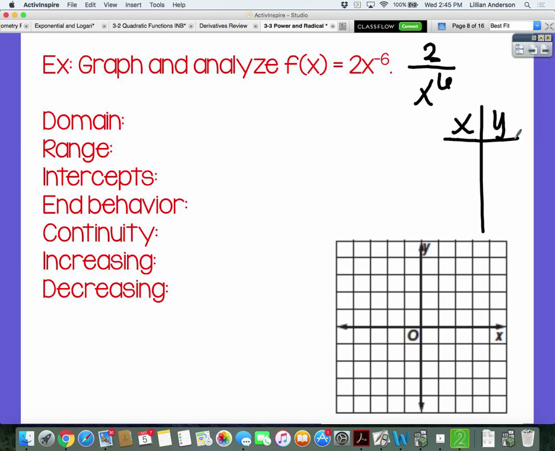Do you guys think you got it? You want me to do it with you? You guys want to do it together? You want to do it on your own? Together? All right. So negative 2, negative 1, 0, 1, and 2. Do the same ones.